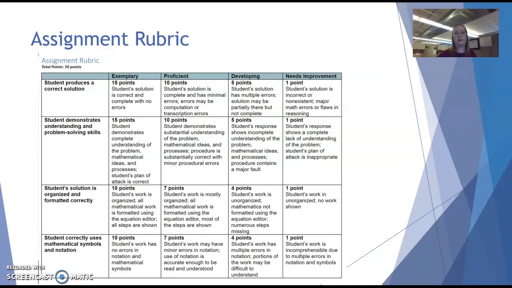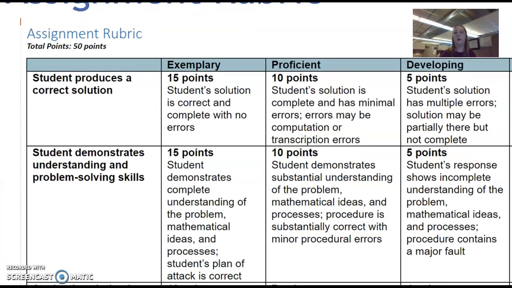And so this is considering both problems at the same time. The student produces a correct solution. So this is going to be holistic, like overall, out of both your problems, were both correct? Or if one of the problems had an error, maybe it's proficient. But we're basically looking, is your work correct?